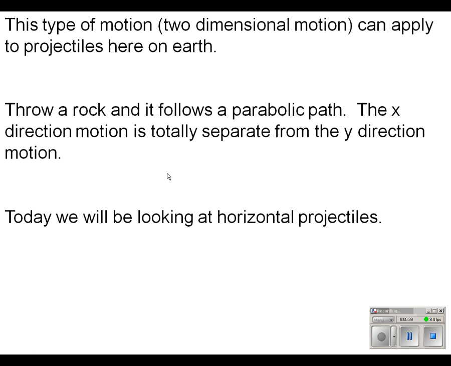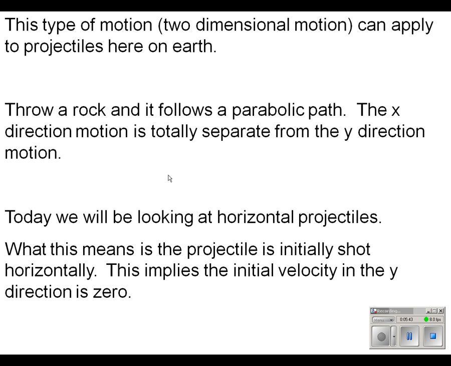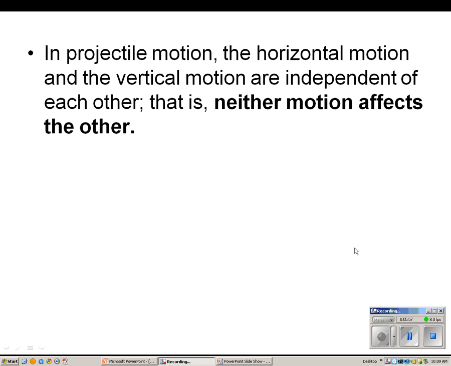Today we'll be looking at horizontal projectiles only. This is a special case of projectiles. And what this means is the projectile is initially shot horizontally, and what this implies is that the initial velocity in the y direction is 0. There's no velocity in the y direction. It's not moving upwards, it's not moving downwards, it's perfectly horizontal.